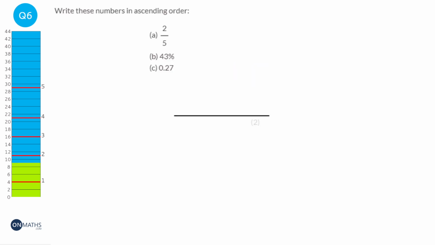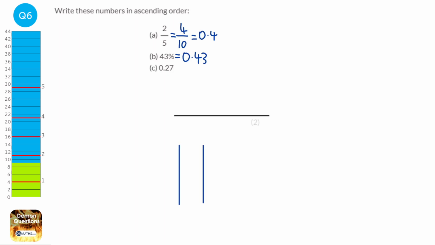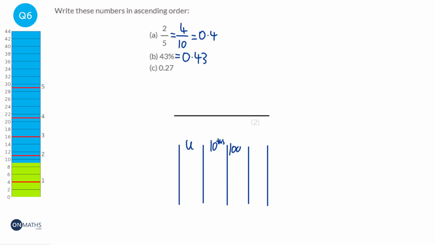The easiest way to compare fractions, decimals and percentages is to convert them all into decimals. So I'm just going to convert this percentage to a decimal, and to do that you just divide by 100. And I'm going to convert this fraction by timesing top and bottom by 10, and we know that 4/10 is 0.4. Then I'm just going to put all of these numbers in a place value table, and we've got units, tenths, hundredths. Shouldn't need any more than that.